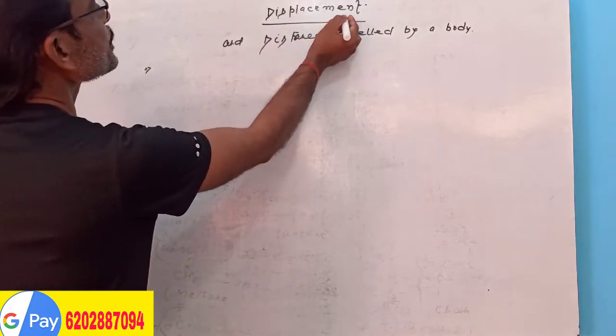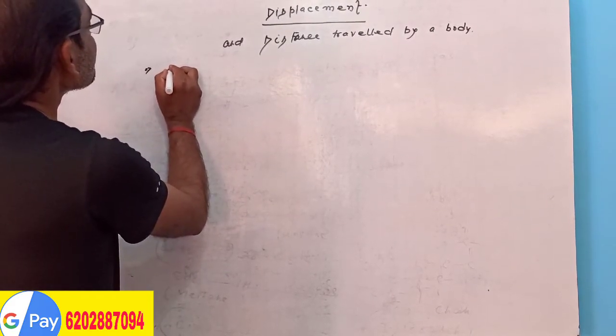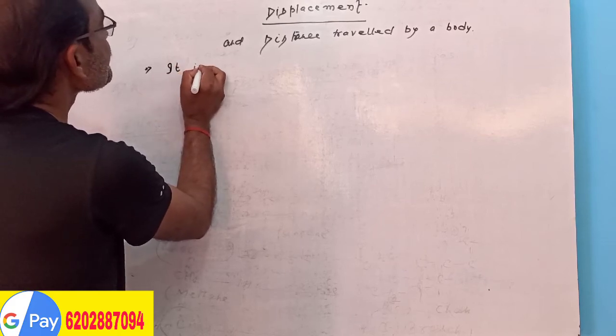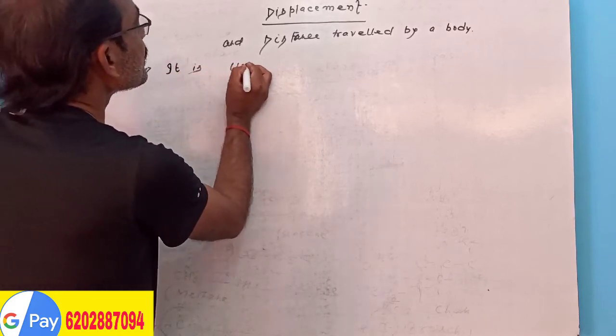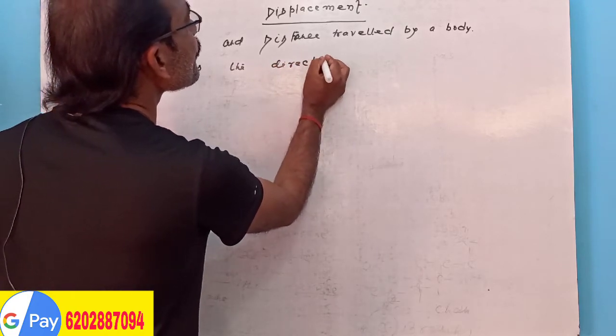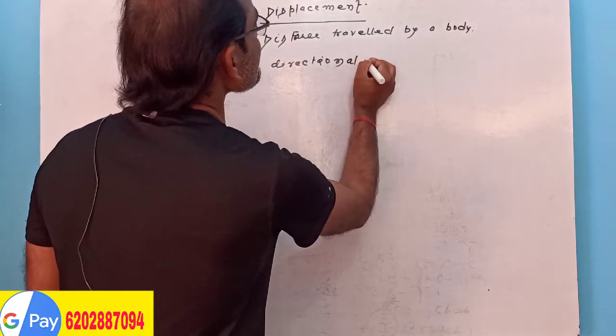The definition of displacement. It is the directional shortest distance.